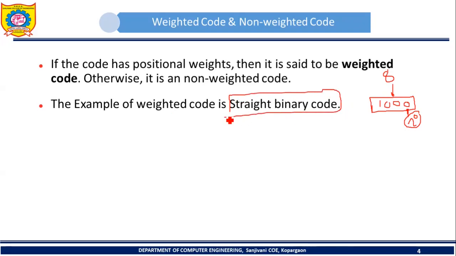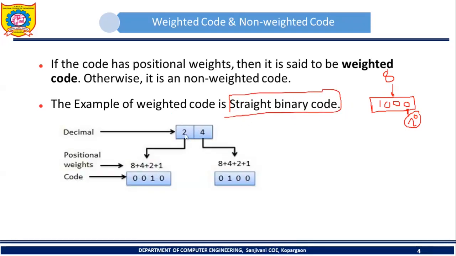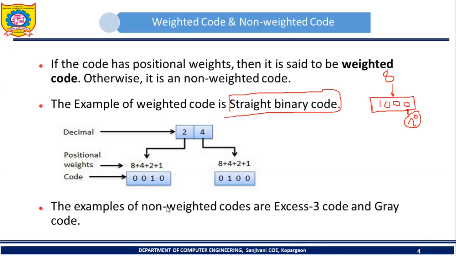So which is the example of weighted code? Straight binary code. Now see, here we have two numbers, one is 2 and the second one is 4. How is 2 represented in binary form? It will be like this: 0 0 1 0. Already I told you that each bit will have a weight assigned to it. The weight of the first bit will be 1, then the weight of the next bit will be 2, that is 2 raised to 1, then 2 raised to 2 and 2 raised to 3 and so on. The examples of non-weighted code are XS3 code and Gray code. We are going to discuss XS3 code and Gray code. At that time we will come to know that in these codes there are no positional weights. That's why these codes are called non-weighted codes.